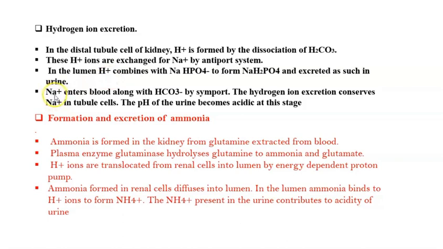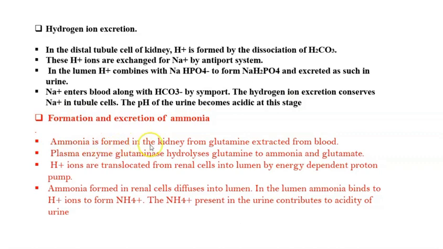Okay, now we proceed. Sodium enters the blood along with this by a simple mechanism. The sodium that is exchanged with the hydrogen ion will enter along with the bicarbonate, and the hydrogen ion that is excreted is conserved in the tube. So the pH of the urine becomes acidic at this stage. Okay, so the final mechanism is the formation and excretion of ammonia.